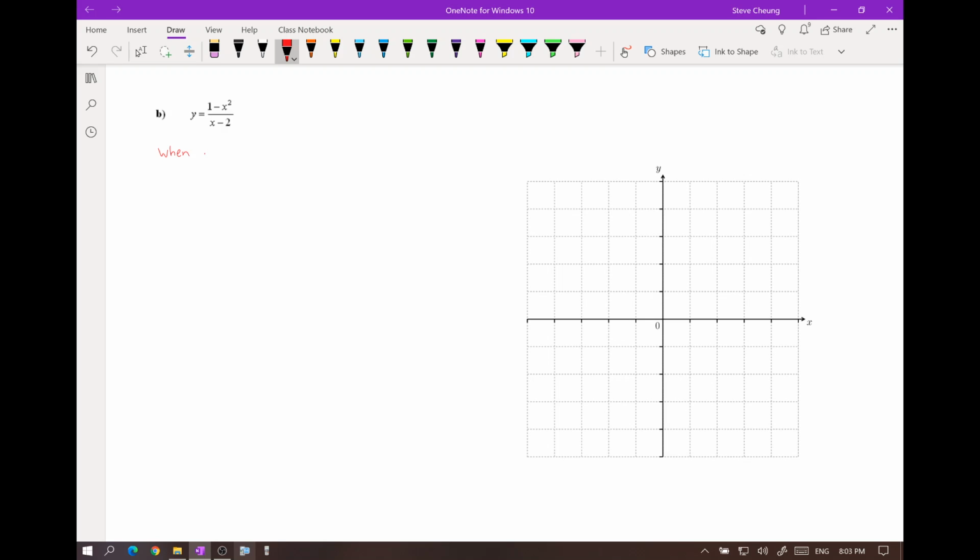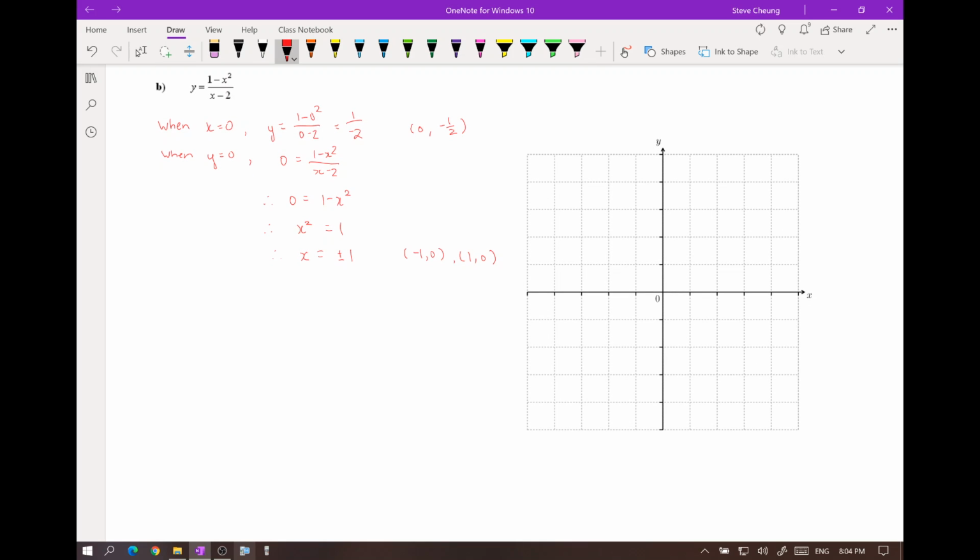So let's find out what the y-intercept is. This turns out to be 1 over negative 2. Basically, it's just negative 1/2. And we do the same by letting y go to 0. So notice that this is always going to be just setting the numerator to 0 for the case of rational functions. I can move the minus x squared to the left and then square root both sides. And this time I end up with 2 x-intercepts.